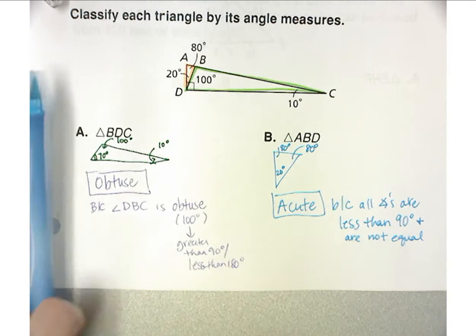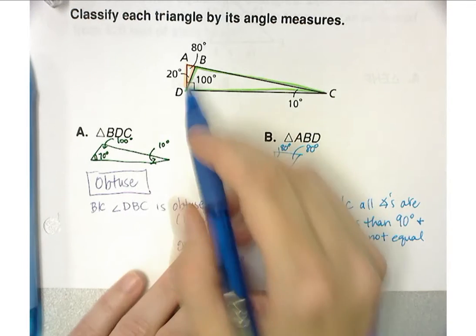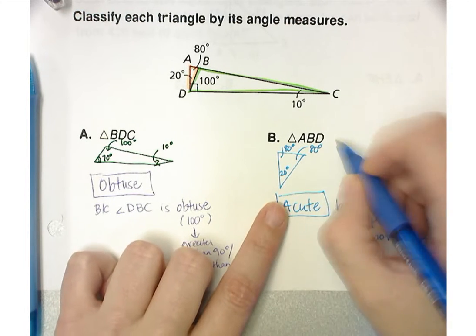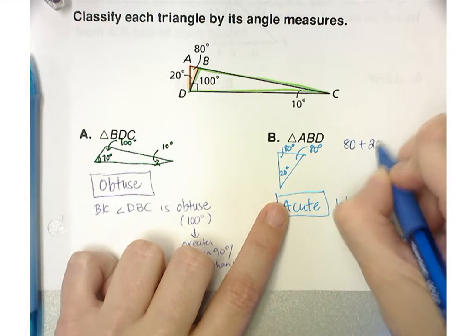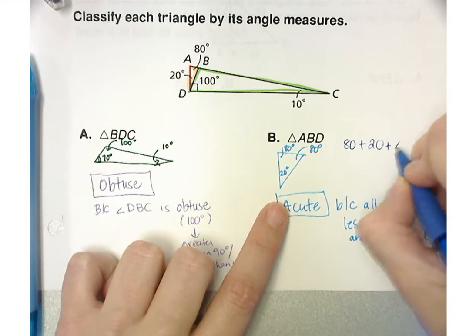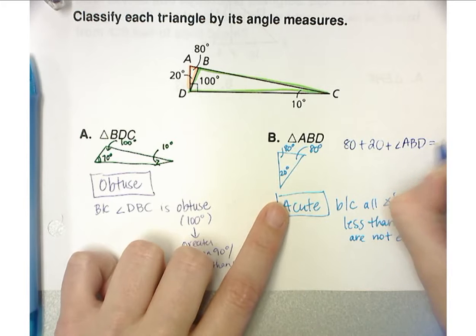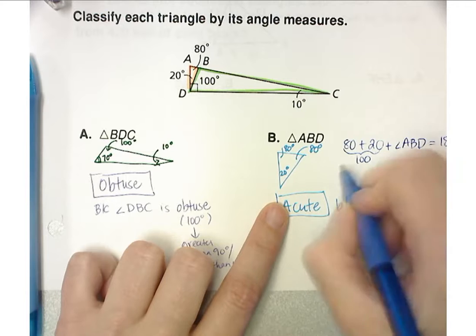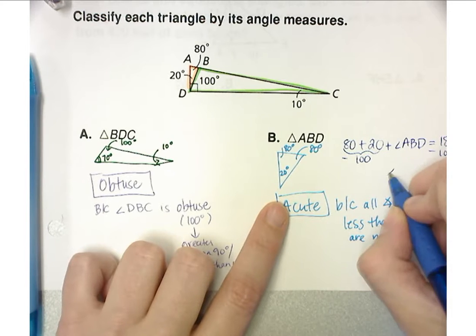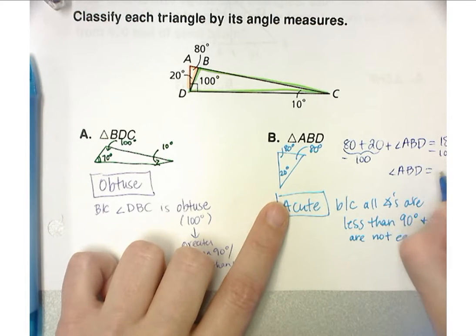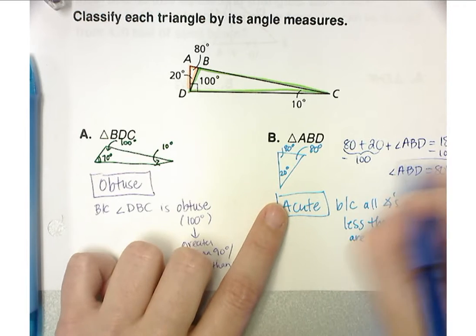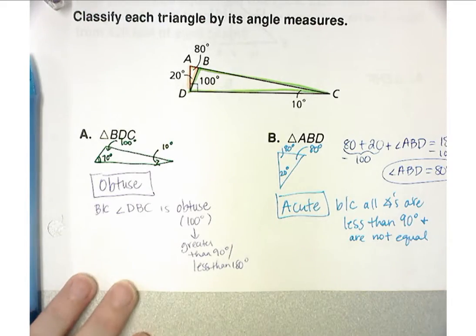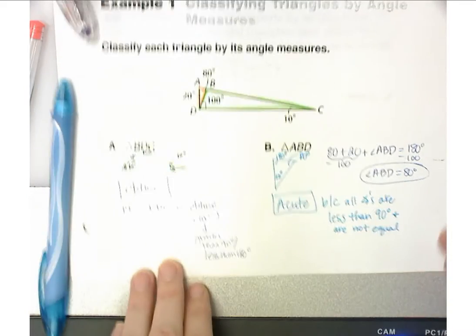So again, you can figure out that missing angle two ways. So if you know they're 80 and 20, right? 80 degrees plus 20 degrees plus the measure of angle ABD would equal 180. So if we subtract 100 from both sides, that's how we found the measure of ABD. Okay, so you do have to know what every angle is in order to properly classify it.